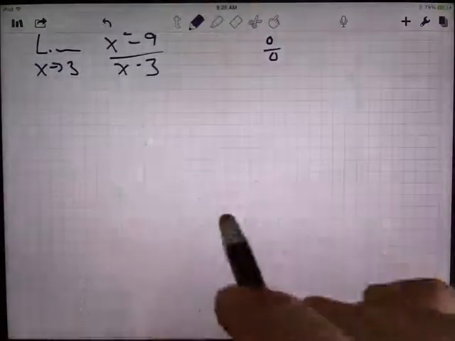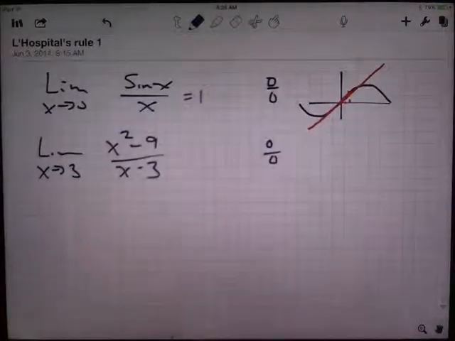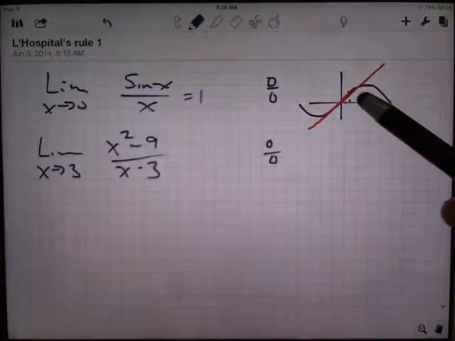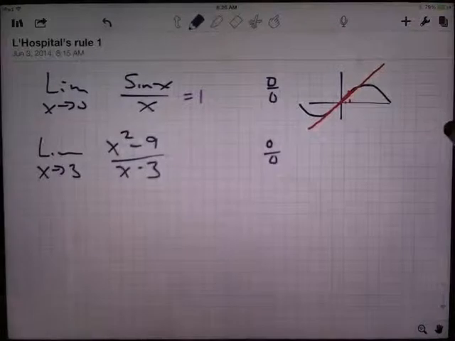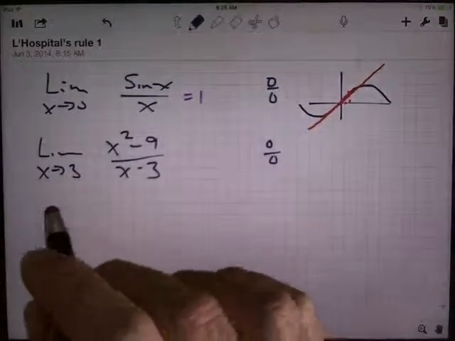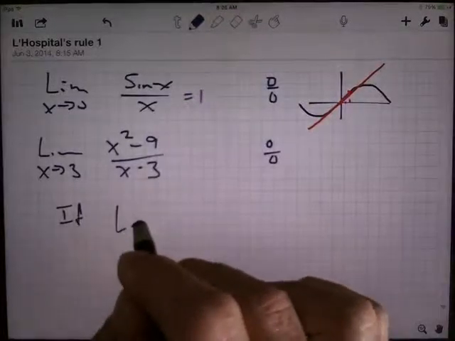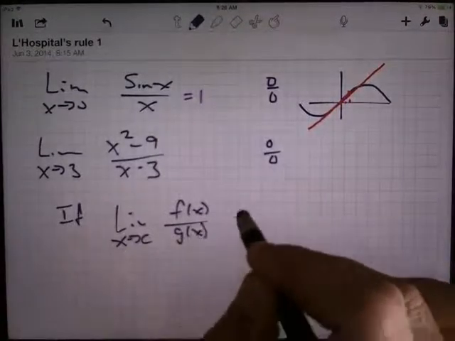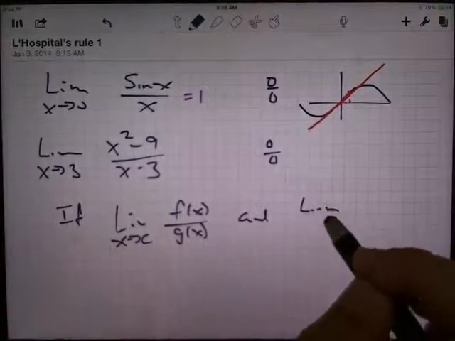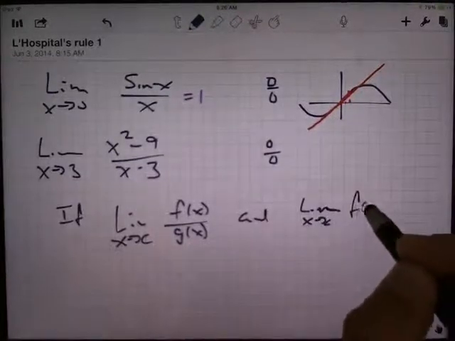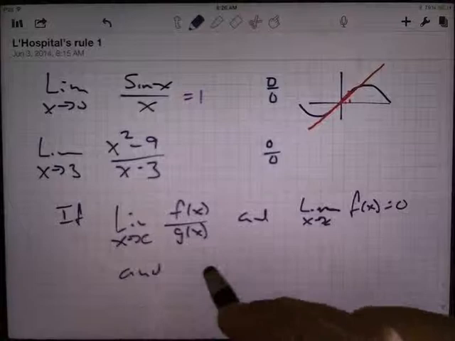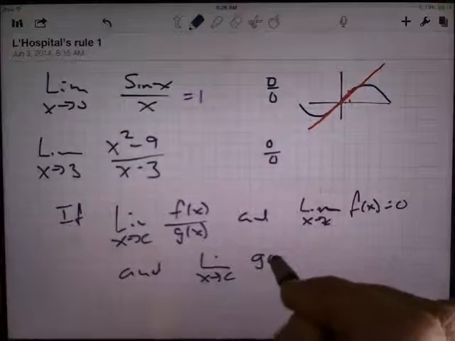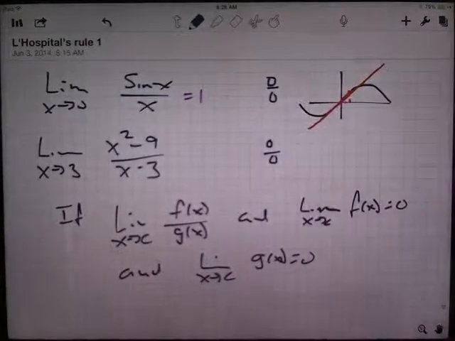So here's the situation. The idea is that if you have a function that's differentiable, it has a derivative, it has a uniquely defined tangent line at every point, then the more you zoom in on it, the more it looks like a straight line. So if we're looking at a limit as x goes to c of f of x divided by g of x, and the limit as x goes to c of f of x is 0, and the limit as x goes to c of g of x is equal to 0, so you're in one of these 0 over 0 situations.